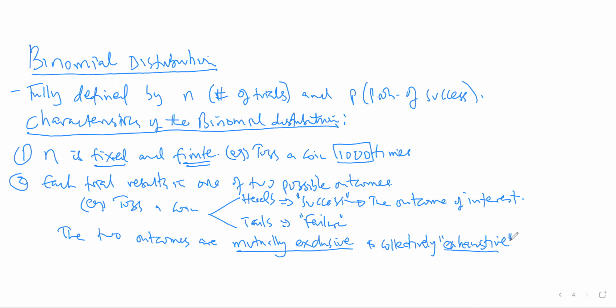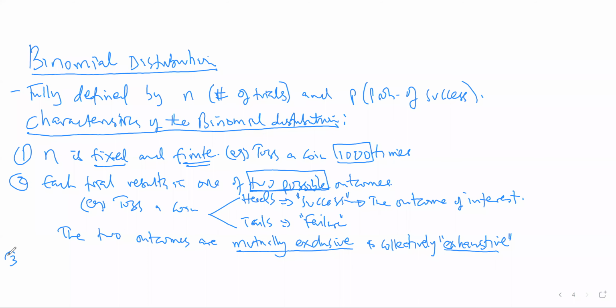So very importantly, there are two possible outcomes. If you have an experiment which has more than two possible outcomes in every trial, that cannot be binomial. Unless you want to collapse some of the outcomes, or group the outcomes into two, otherwise that particular experiment will not be binomial.